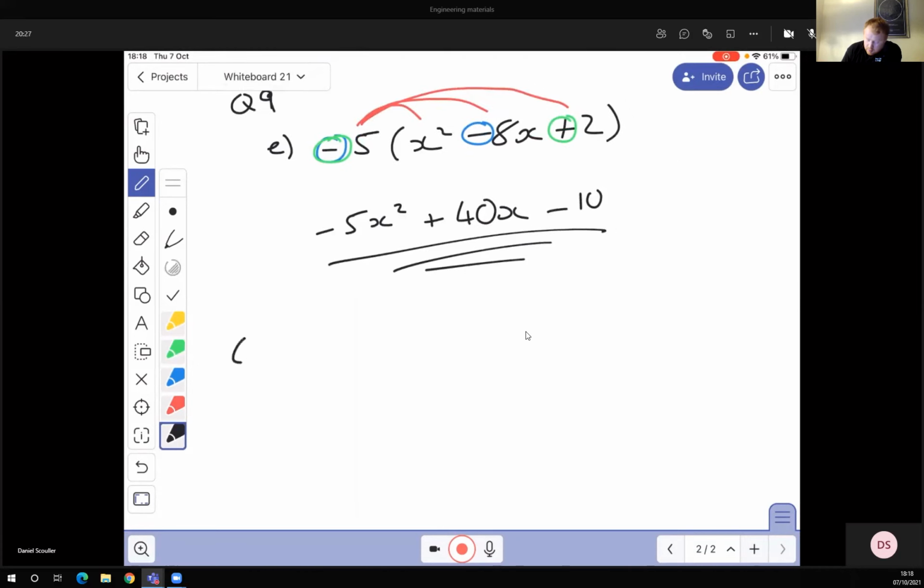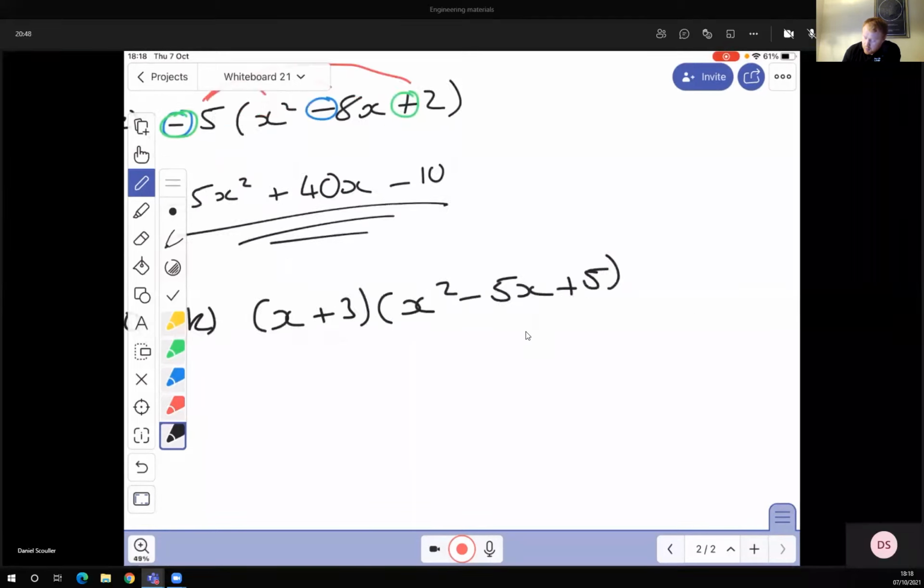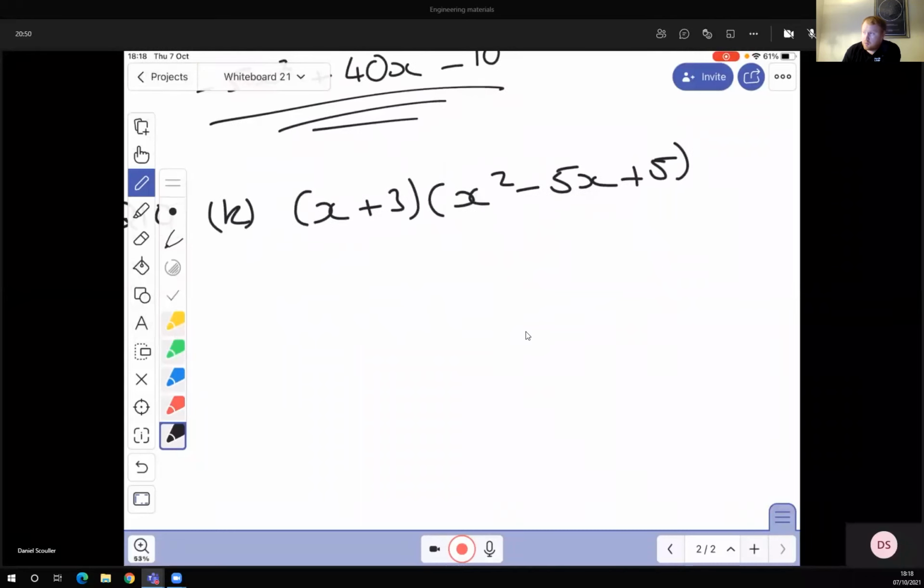Question 10 in the tutorials. I picked K. Question 10 threw in a bracket at the front and a sort of trinomial, three expressions. Now the process we use is just the same, so don't worry about it.